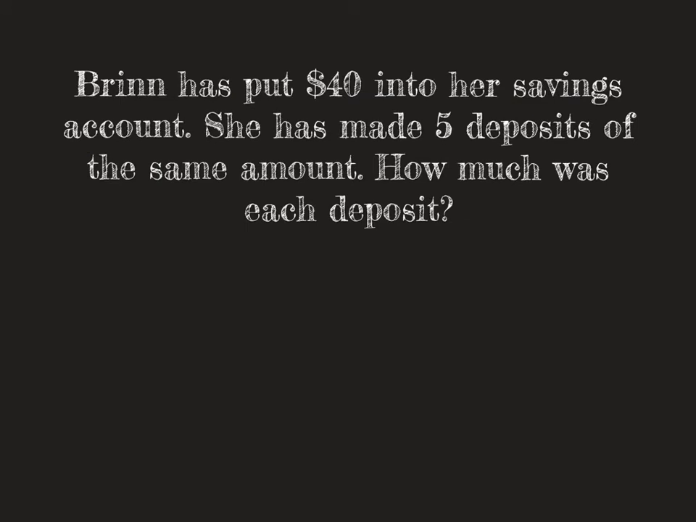Okay, number 3 says, Bryn has put $40 into her savings account. She has made 5 deposits of the same amount. How much was each deposit? The total is 40, so it equals $40. Now we have to figure out what's on the left-hand side. We have the 5, but what does that mean? What does the 5 deposits of the same amount mean?